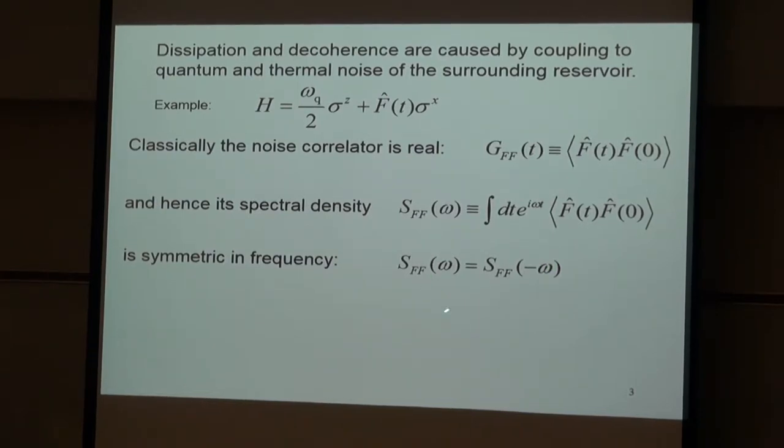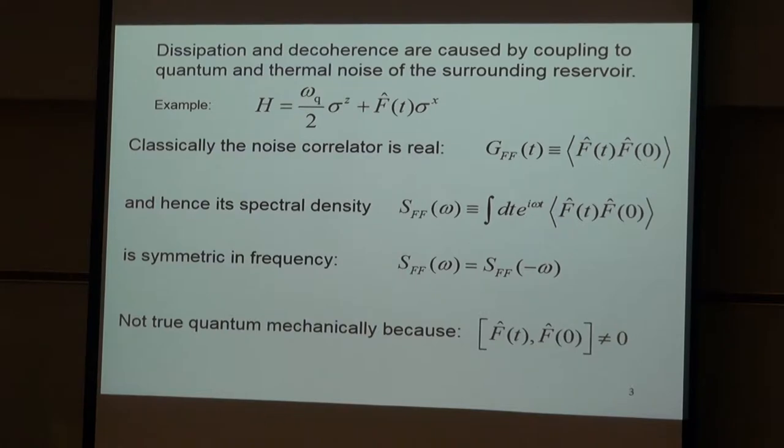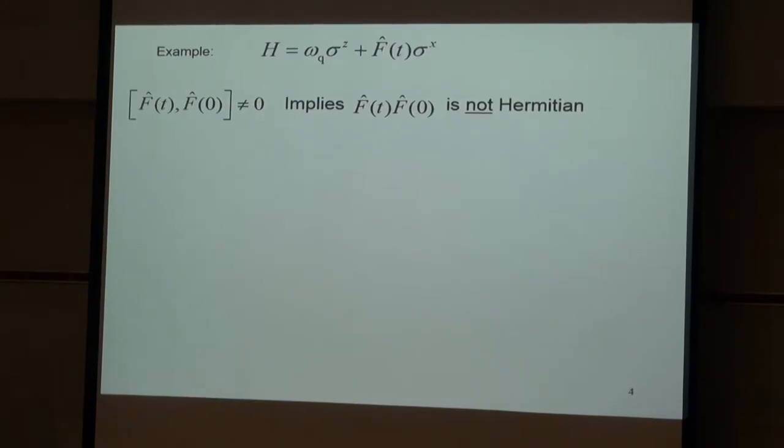The noise at some frequency is S spectral density at omega plus spectral density at minus omega. But you don't want to be doing that if you're a quantum mechanic, because they can be different. The reason that this can be asymmetric can be traced back to the fact that the noise operator may not commute with itself at a later time. And I'll explain that momentarily.